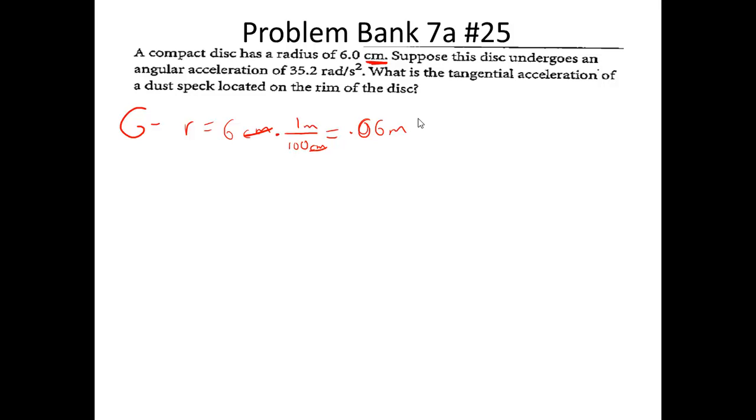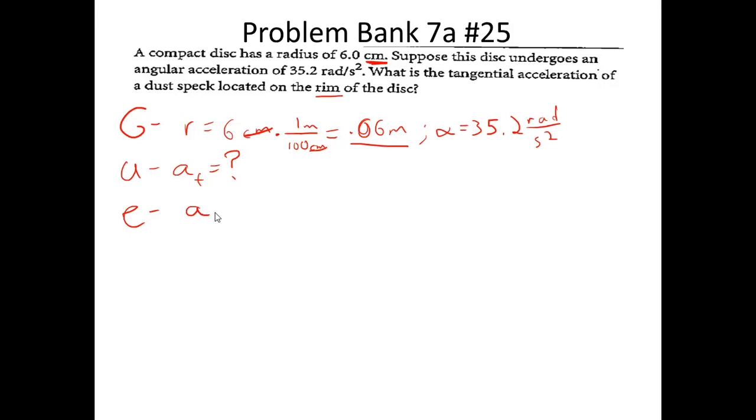Suppose this disc undergoes an angular acceleration of 35.2 radians per second squared. So alpha is equal to 35.2 radians per second squared. What is the tangential acceleration of the dust speck located on the rim of the disk? So by telling us that the dust speck is on the rim, we know that the radius of the disk is what we will use. So our unknown is our tangential acceleration.